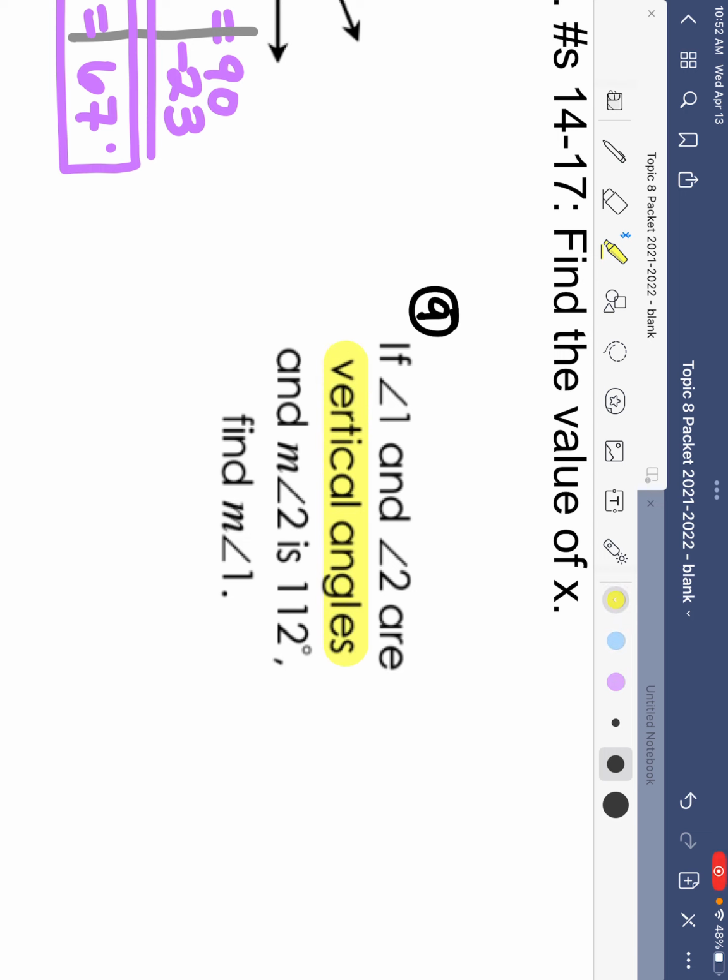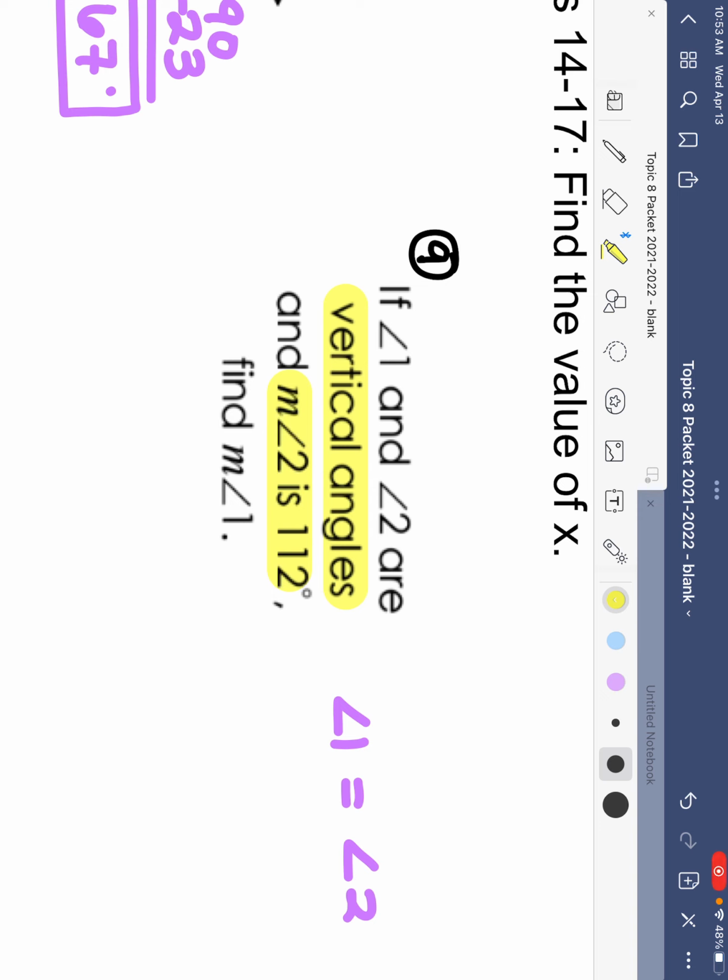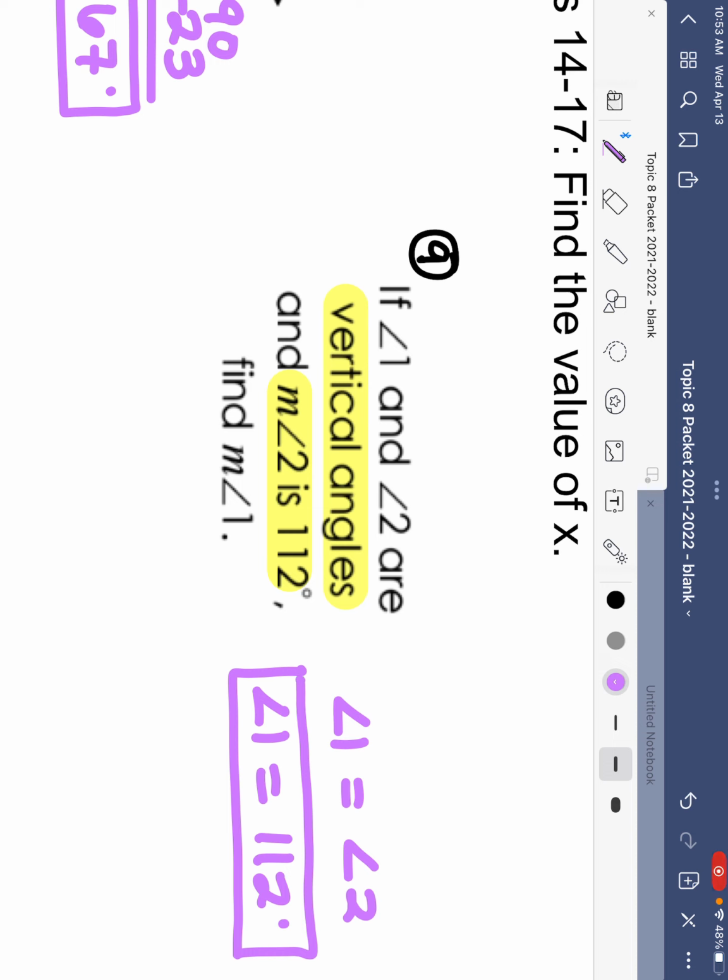Okay, what else do I know? Well, it tells me here angle 2 is 112 degrees. So I can replace this right here with 112. So we know that angle 1 equals 112 degrees. And that's my answer. We had to find the measure of angle 1, and that's what we did. Angle 1 is also 112 degrees.